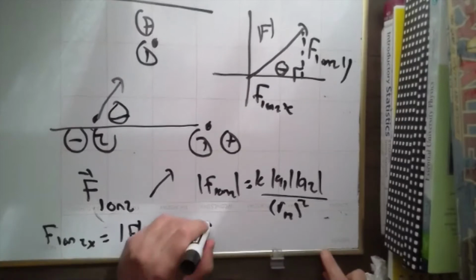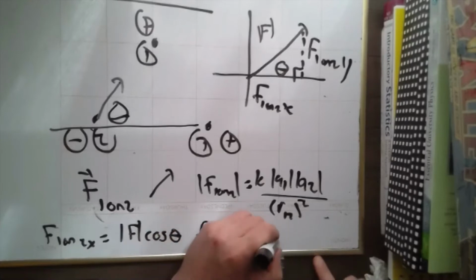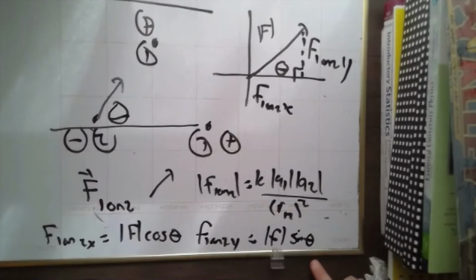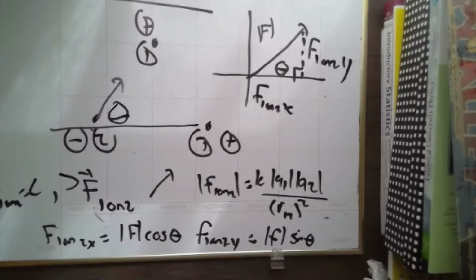The y would be magnitude times the sine of theta. Remember, when you're drawing out vectors, you always have to draw a picture, draw your triangle, and use your trig to find the individual components. Then I would say as a vector, 1 on 2 is some vector, some x component, comma, y component.